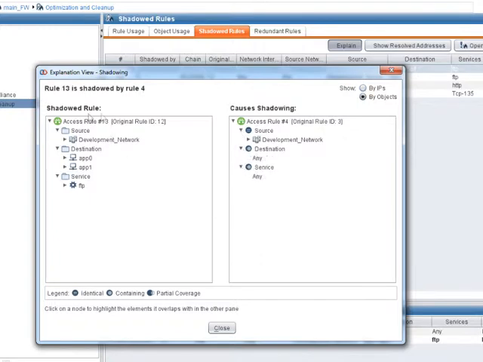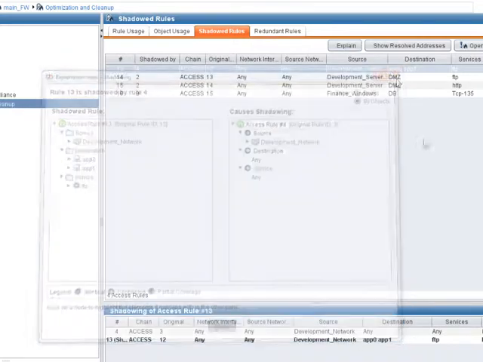In this example, rule 13 is a nicely written rule, dev network going to app 0 and 1 for service FTP, but it's being eclipsed by rule number 4, higher up the rule chain, where the dev network is being allowed to go to any destination for any service. An administrator would want to understand the relationship between these rules and decide which rule should be kept and which rule should be deleted as part of the cleanup process.